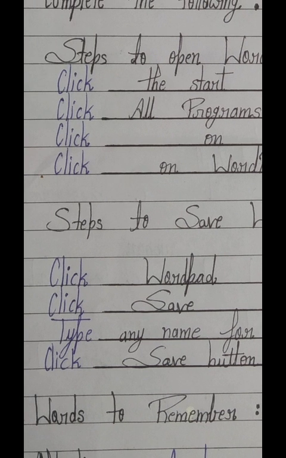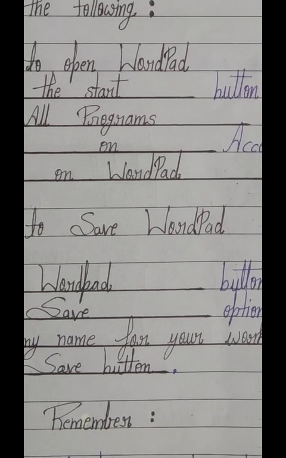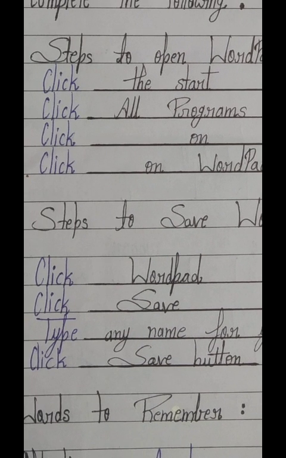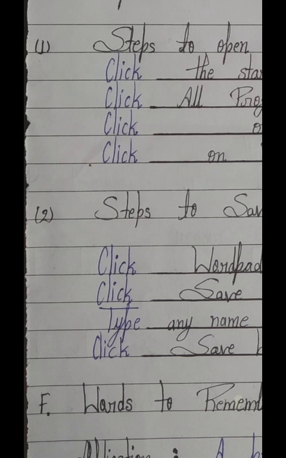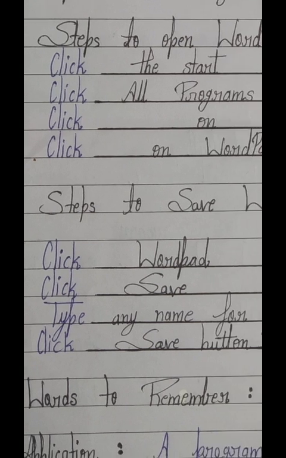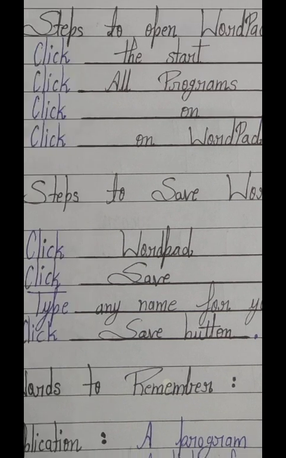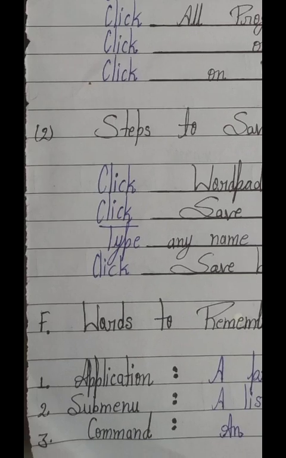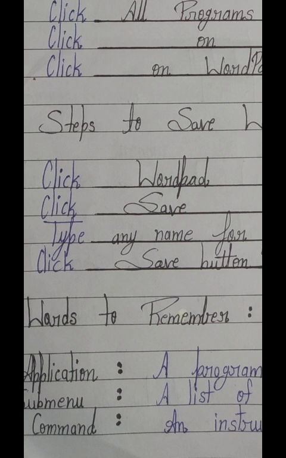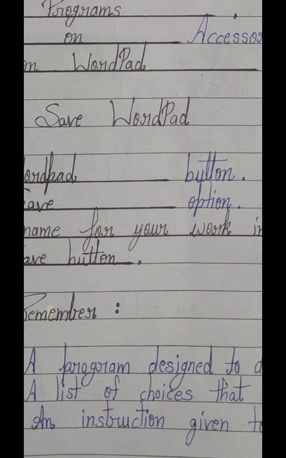Students, so the first step is click the start button, and the second step is click all programs, and the third step is click on accessories, and the last fourth step is click on WordPad. Okay students, let's see the second set of steps, to save WordPad. Clear? Students, let's see the first step. Students, our first step is click blank button, full stop.